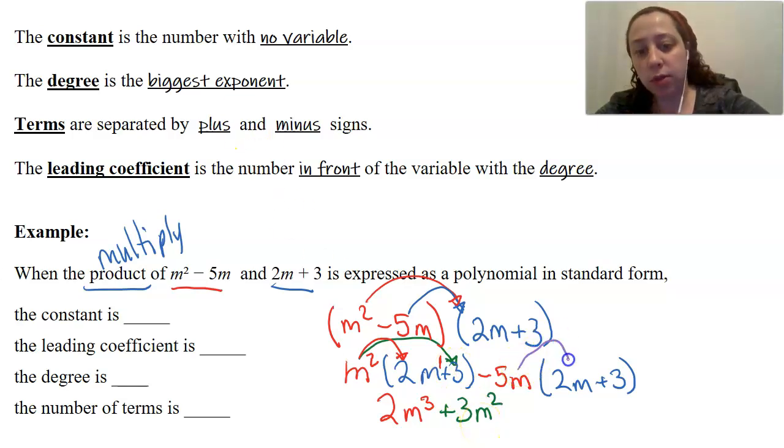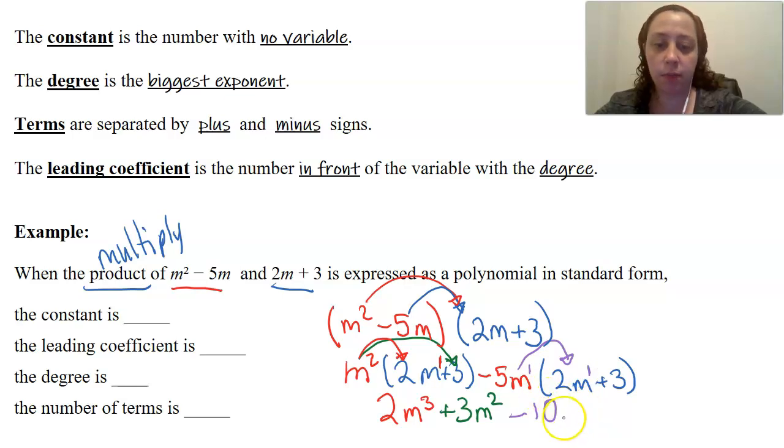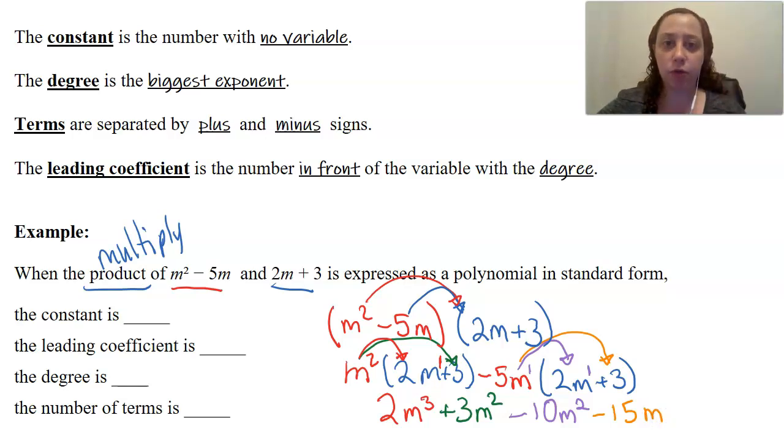Now we're going to multiply negative 5 times 2m. Negative 5 multiply 2 is negative 10. M multiply m. Remember they both have that exponent 1. So we get m squared. And finally, negative 5m multiply 3. That's negative 15m. Now that we've distributed, we need to add our like terms.